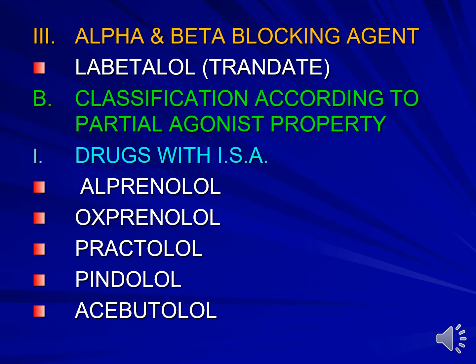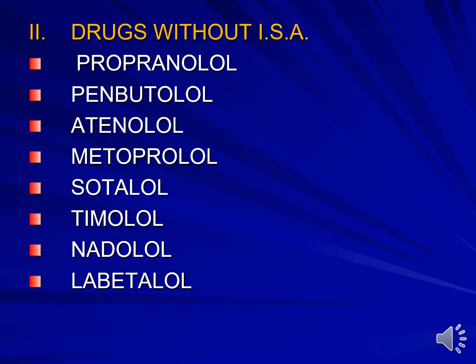Then classification according to partial agonistic property or activity are drugs with intrinsic sympathomimetic activity or action: alprenolol, oxprenolol, practolol, pindolol, and acebutolol. Second group are the drugs without intrinsic sympathomimetic activity, drugs like propranolol, penbutolol, atenolol, metoprolol, sotalol, timolol, nadolol, and labetalol.